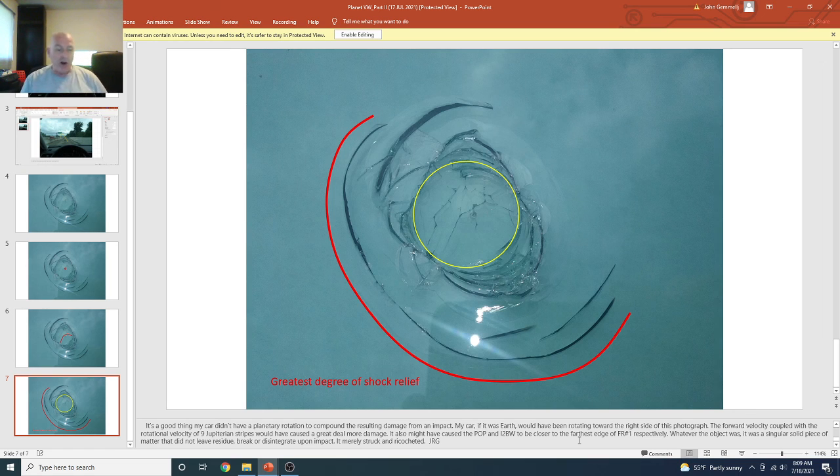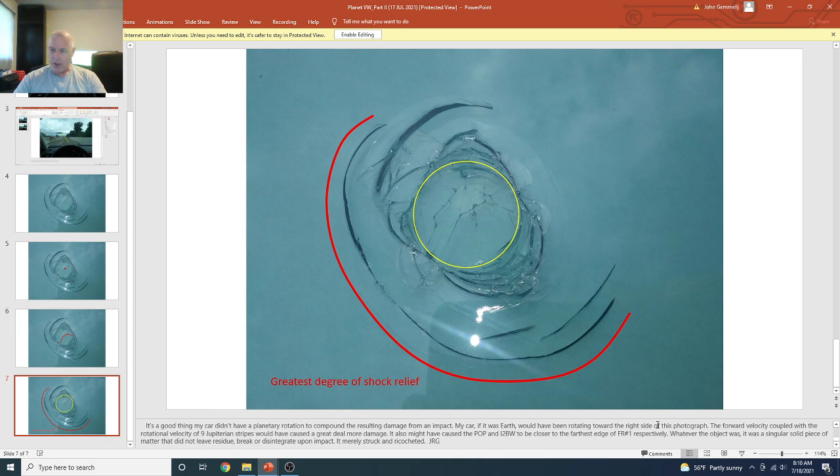It's a good thing my car didn't have a planetary rotation to compound the resulting damage from an impact. This is when I thought the car would be rotating like this and forgot it would actually be rotating like that. Or I didn't imagine it being like that, so I was wrong. It would have been less. It would have just been, boing, been fed off into the wild, or it would have redirected it into somebody else's windshield. All right. My car, if it was Earth, would have been rotating toward the right side of this photograph. Now we know that's wrong.